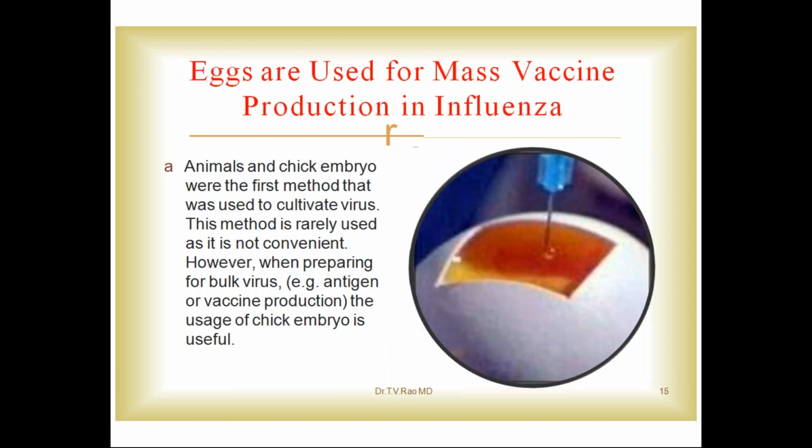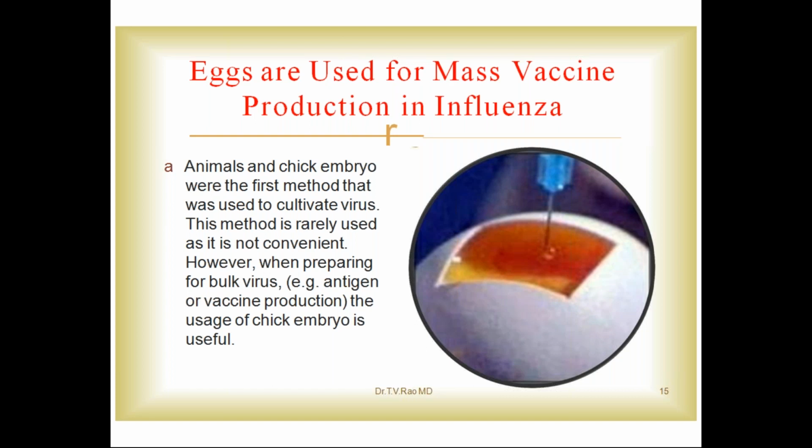Eggs are used for mass vaccine production in influenza. Animals and chick embryos were the first method used to cultivate virus. This method is rarely used as it is not convenient. However, when preparing bulk viruses, the chick embryo is very useful.